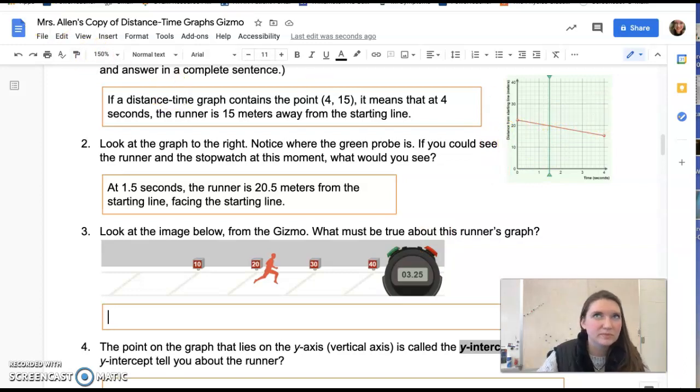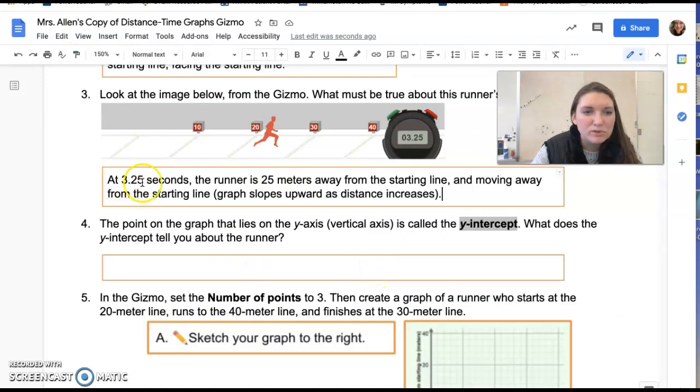Okay? I said that backwards. He's going farther away from the starting line, because that's what that graph is about. Okay, so I wrote at 3.25 seconds, the runner is 25 meters away from the starting line and moving away from the starting line, which is how we can tell because the graph slopes upward as the distance increases.